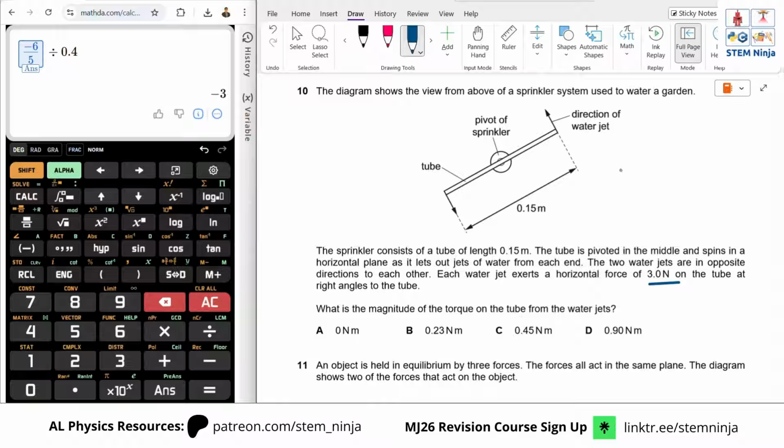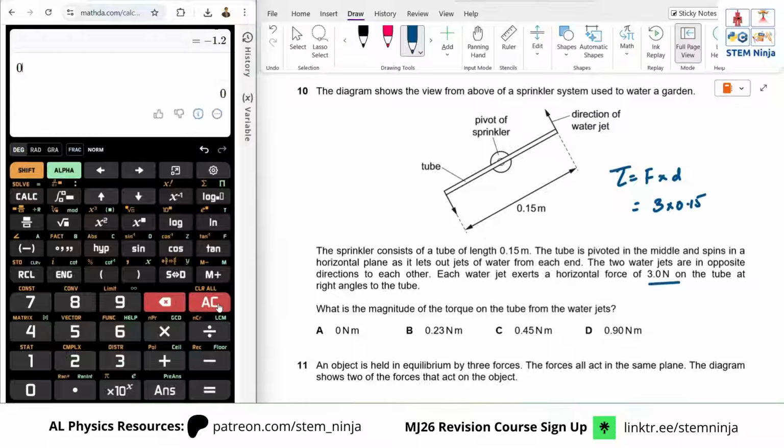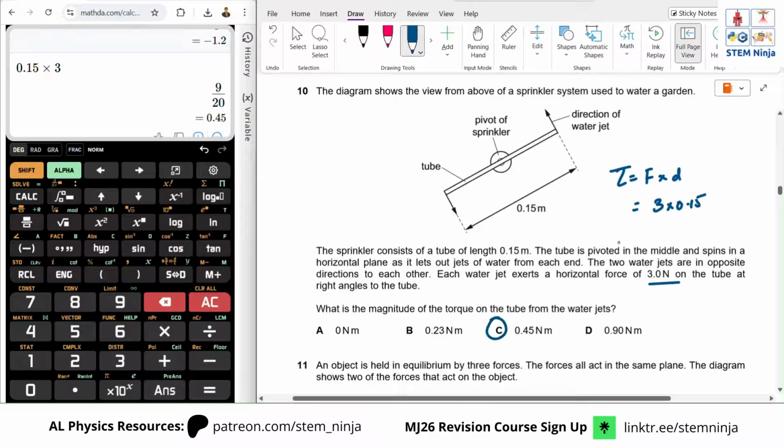So basically this is the torque of a couple. So force times the distance between them. So force is 3 times 0.15. So 0.15 times 3, this is 0.45, which is going to be C.